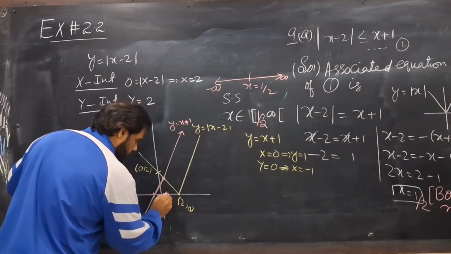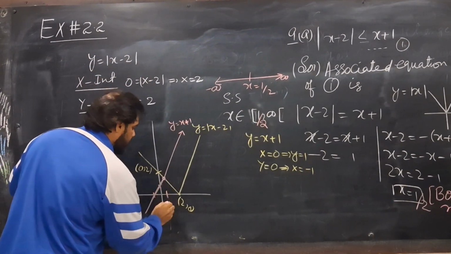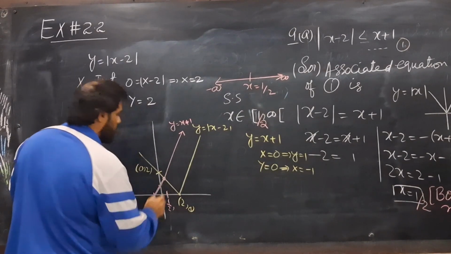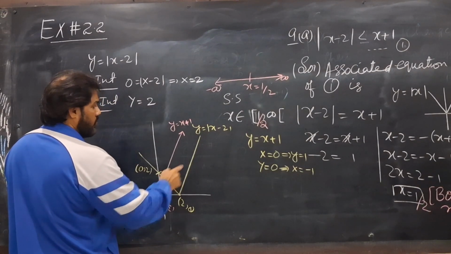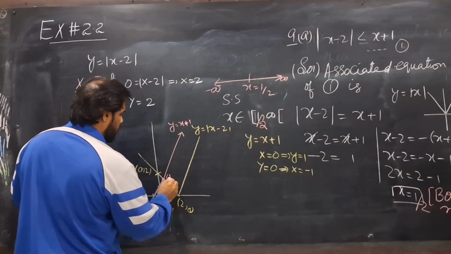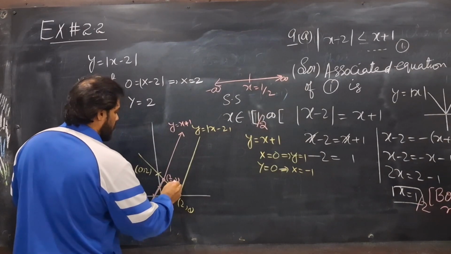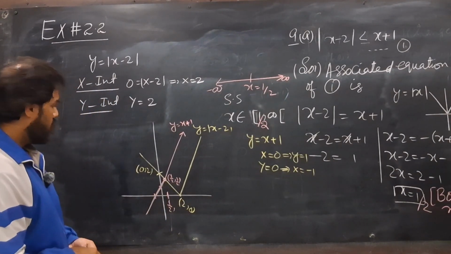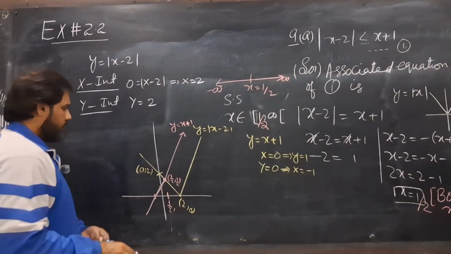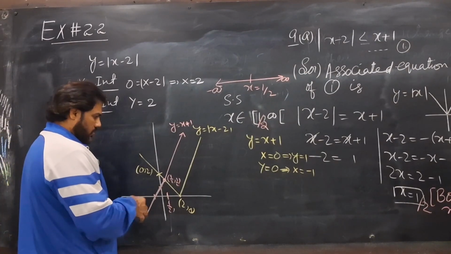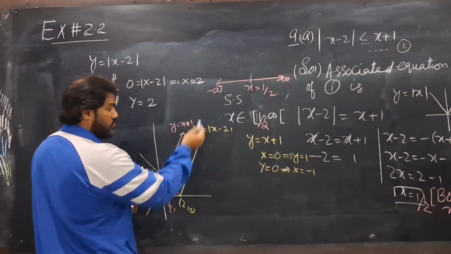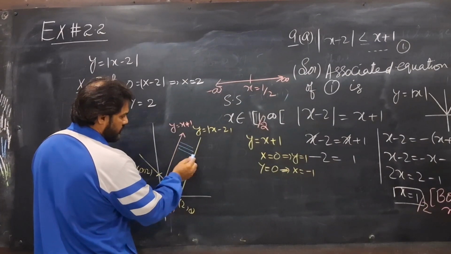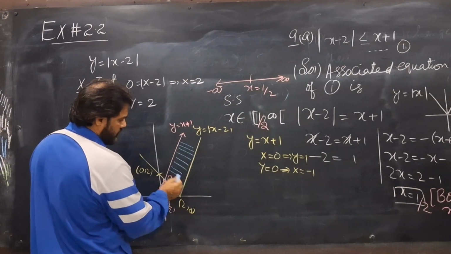So the point of intersection is x is equal to 1 by 2, and what is y? Y is here 3 by 2. So this is 1 by 2 and 3 by 2. This is the point of intersection. Okay. Now your graph between these two inequalities lies here in this interval.